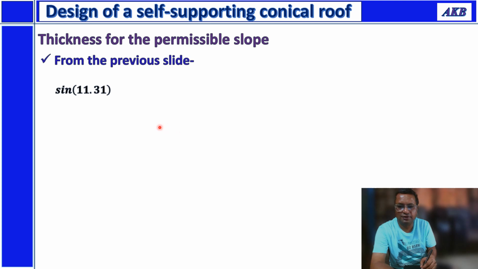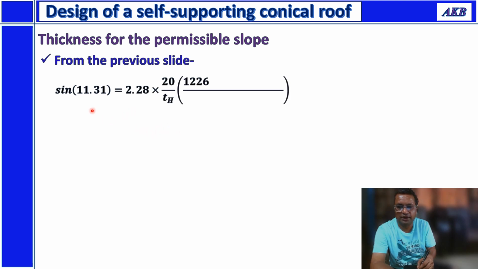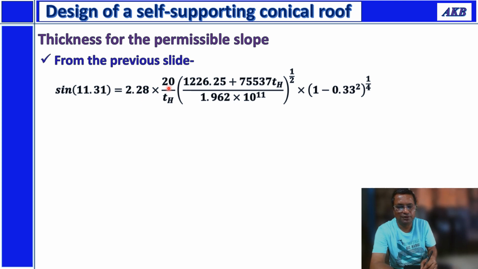Okay, so from the previous slide you had the equation. Now I am putting all the values. So this is sin theta, 11.31, that is equal to 2.28. Diameter is 20 divided by th. PT is 1226.25 plus 75537 th divided by E is 1.962 into 10 to the power 11 raised to 1 by 2 into 1 minus mu, which is 0.33. So 1 minus 0.33 square raised to 1 by 4. So if you simplify it, you are going to get this equation.